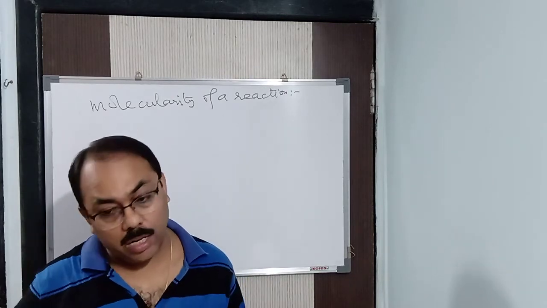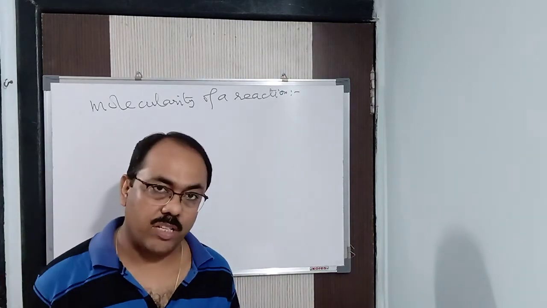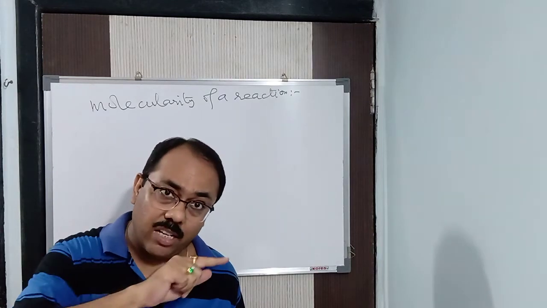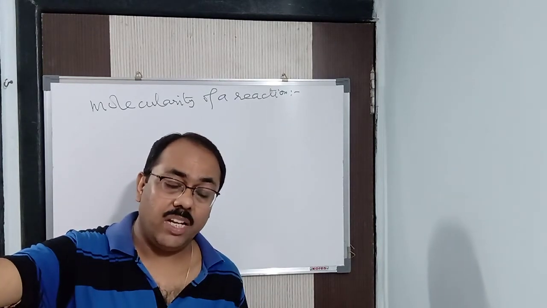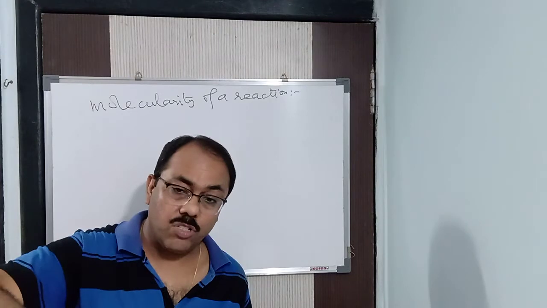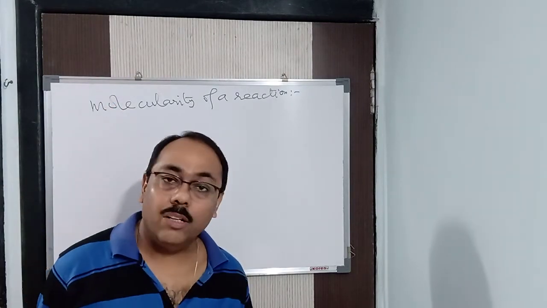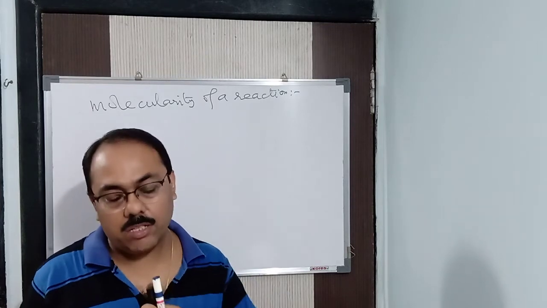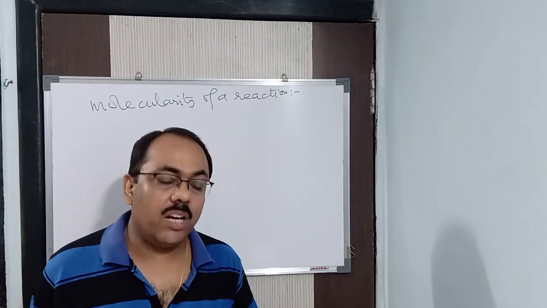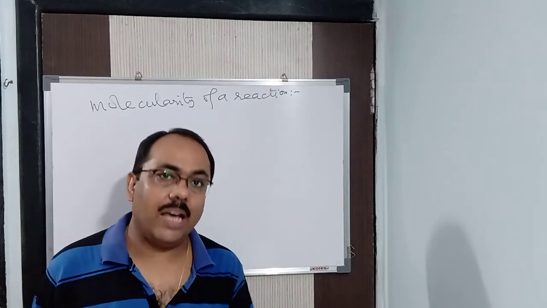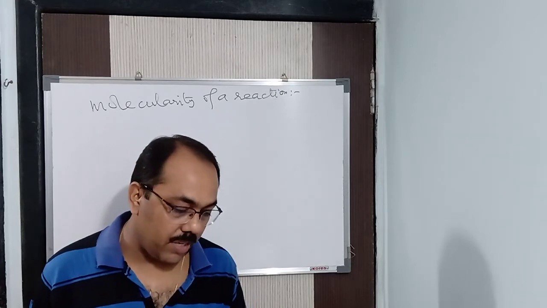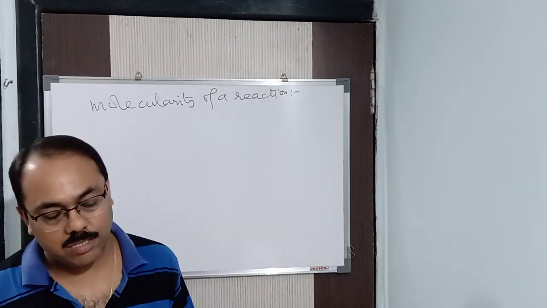And I told you earlier in previous classes that if a reaction is taking place in a single step, it is known as an elementary reaction. But if a reaction is taking place in multiple steps, it is known as a complex reaction. Mind it. So what I said to you: the number of atoms, molecules or ions participating in a single step reaction is called the molecularity of the reaction.